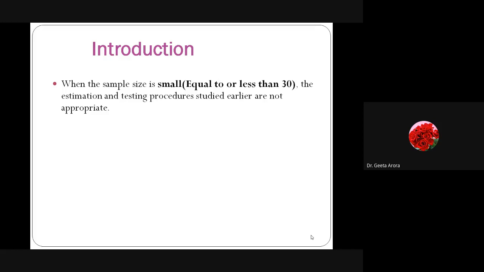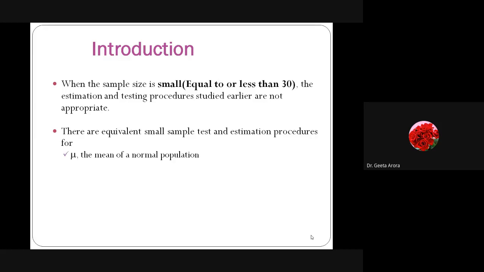So here we are saying that whenever the sample size is small, less than 30, then the estimation and testing procedures we have learned earlier are not appropriate. Equivalent small sample test and estimation procedures are used for the mean of a normal population and for the difference between two population means, mu and mu1 minus mu2.